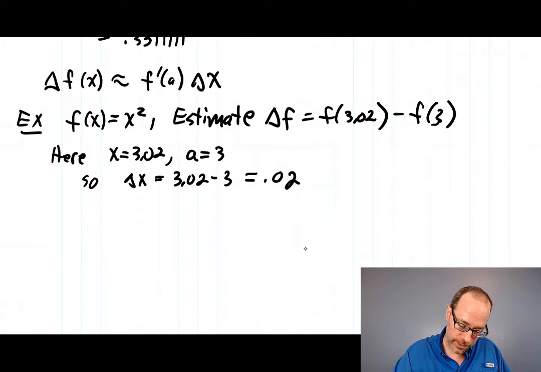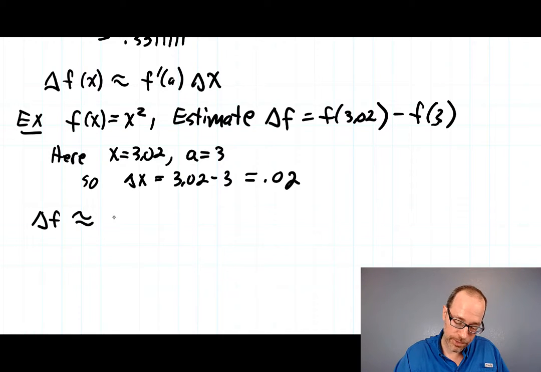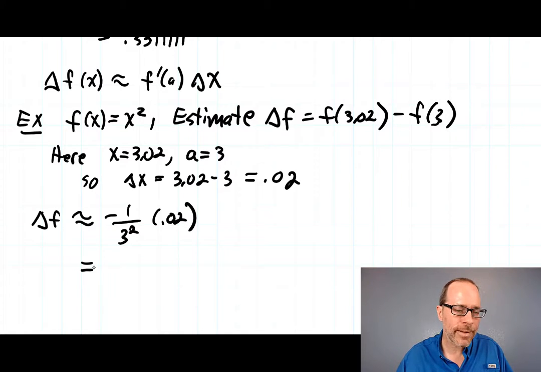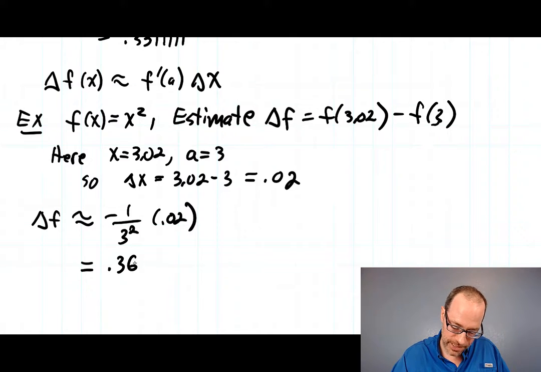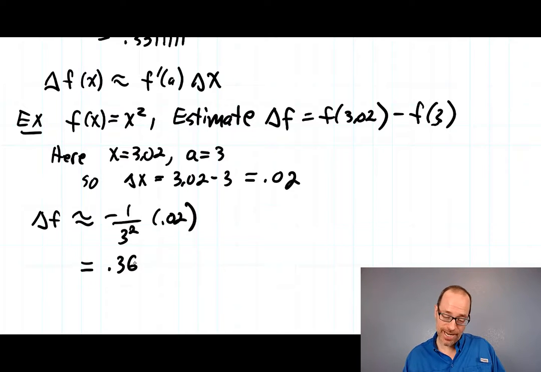And using our formula here, then, we get delta f is approximately the derivative at a. Remember, the derivative was minus 1 over x squared. We plug in a, that is 3, so we get that, times the delta x, which is 0.02. So you can put that on your calculator, and if you do, you get 0.36. So that's roughly how much f will change if you change x by 0.02.